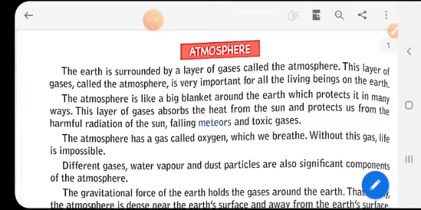The atmosphere has a gas called oxygen which we breathe. Without this gas, life is impossible. The main thing for life on this planet is the presence of oxygen, which helps us to breathe. So this is an important gas present in the atmosphere.